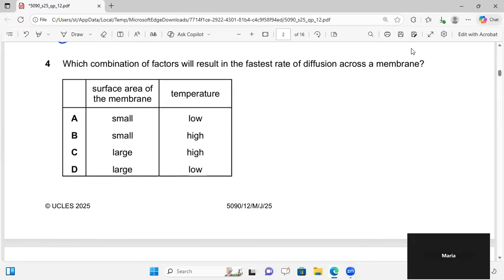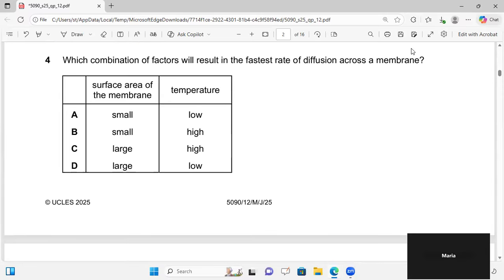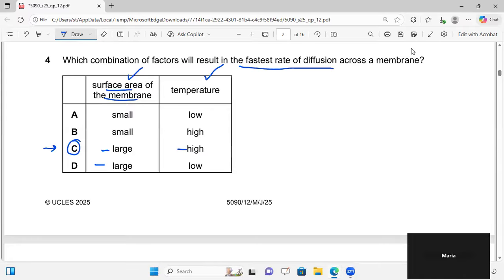Which combination of factors will result in the fastest rate of diffusion across the membrane? If I say here, the surface area of the membrane should be large and the temperature should be high, then the rate of diffusion will be much larger. So a large surface area and high temperature will suit the answer for the fastest rate of diffusion across the cell membrane or any membrane.